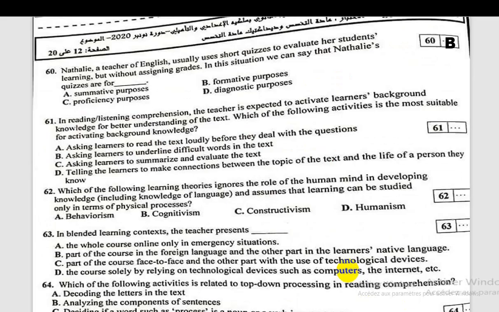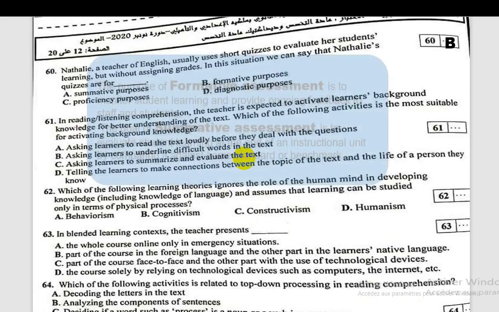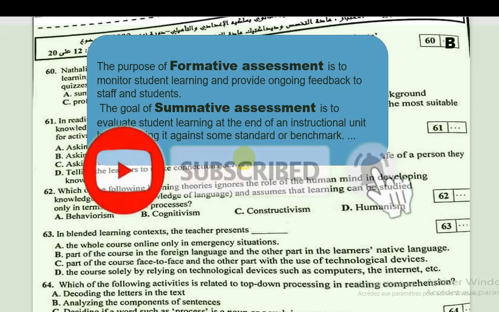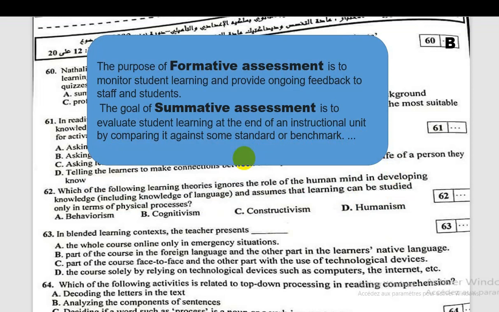Formative purposes. What do formative assessment and summative assessment mean? Just to refresh your memory, the purpose of formative assessment is to monitor students' learning and provide ongoing feedback to staff and students. The teacher does this to monitor students' learning and provide ongoing feedback. The goal of summative assessment is to evaluate student learning at the end of an instructional unit by comparing it against some standard or benchmark.